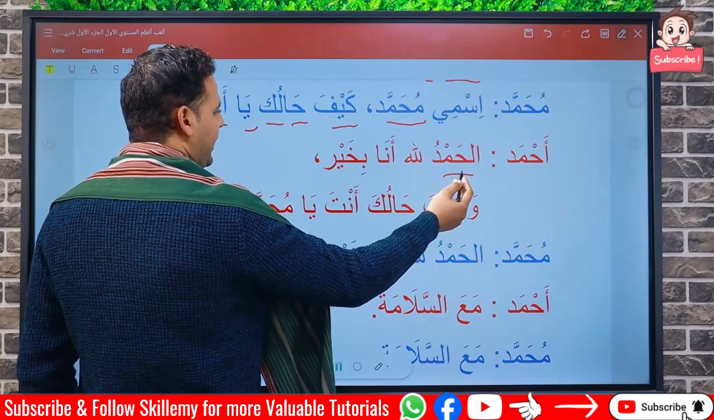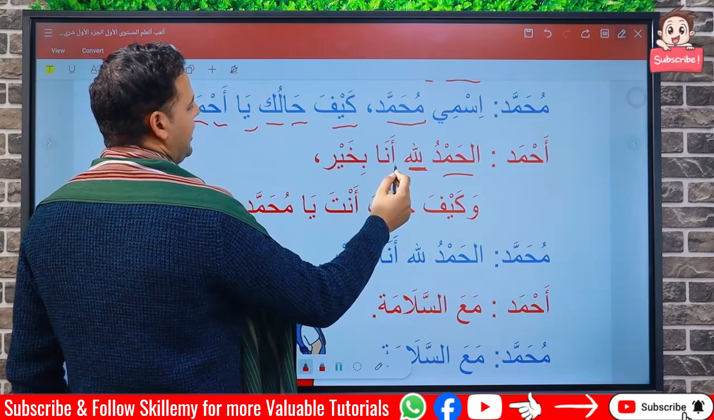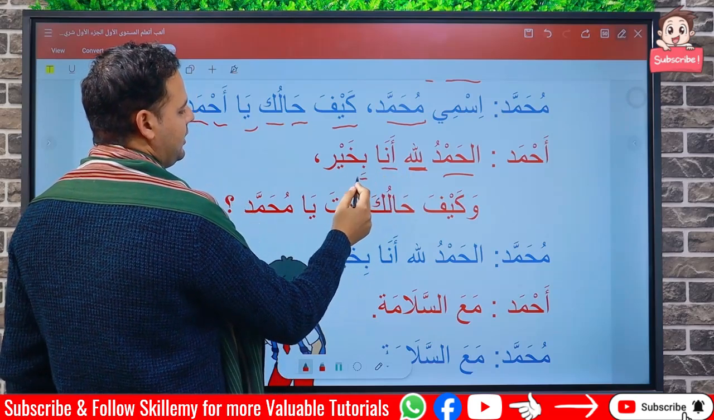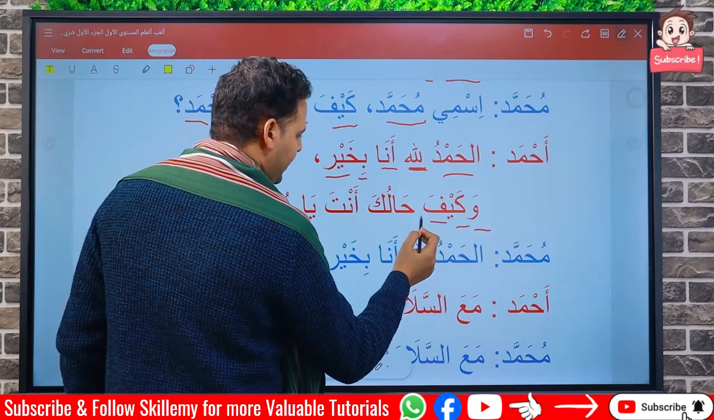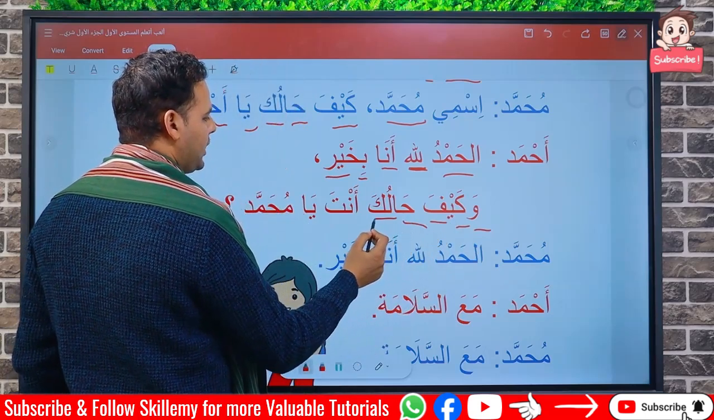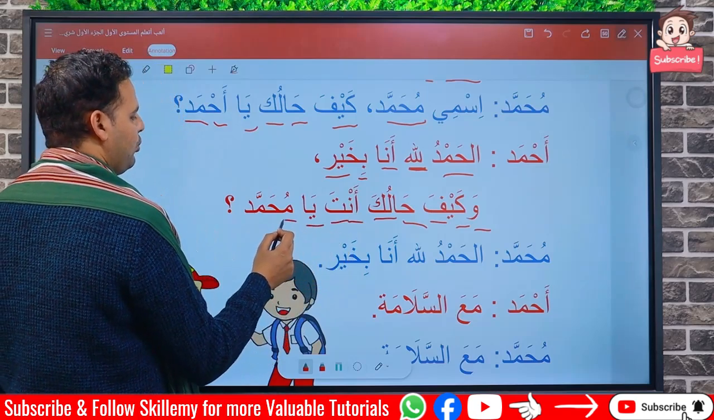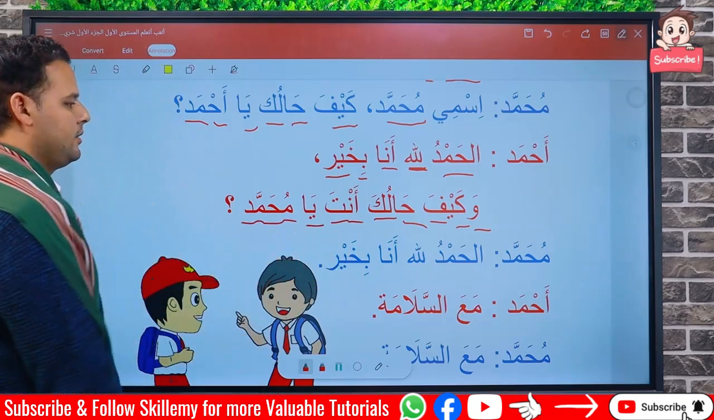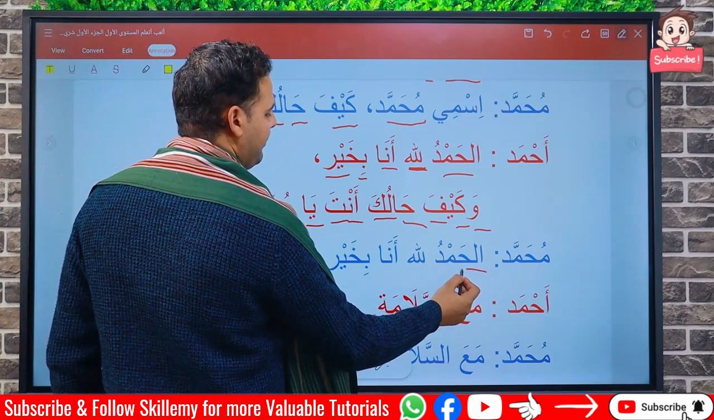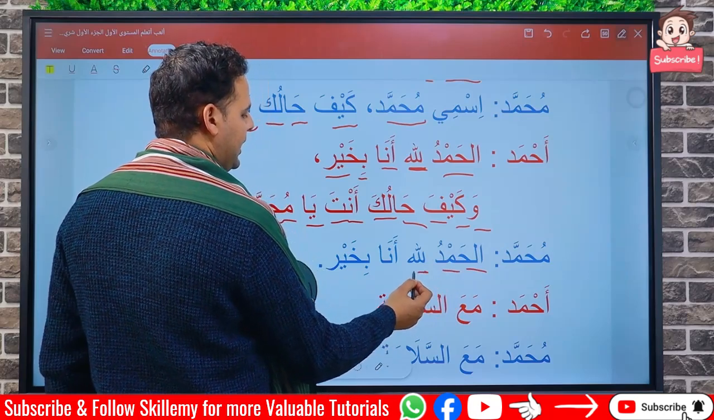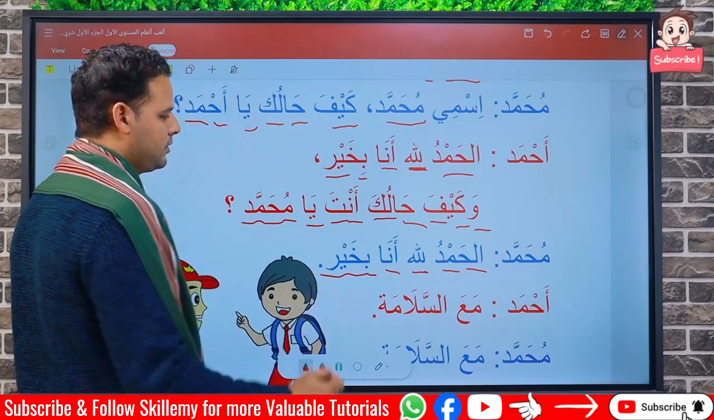Alhamdu lillah. This word we take it as it is. أنا بخير, وكيف حالك أنت يا Muhammad. So Muhammad is saying Alhamdu lillah, ana bi khair.